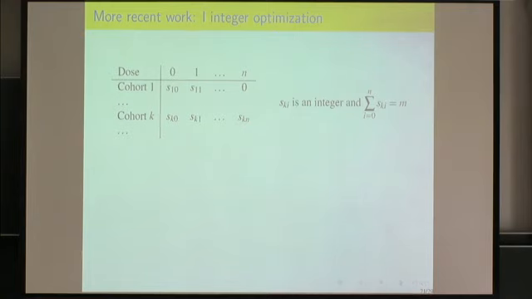So, this is the notation I was using. Those are the doses, these are the cohorts, and these S numbers are the integers. This is the number of subjects who get dose 1 in cohort K. And there have to be zeros on the upper diagonal there, and the sum in each row is the number M of subjects per cohort.